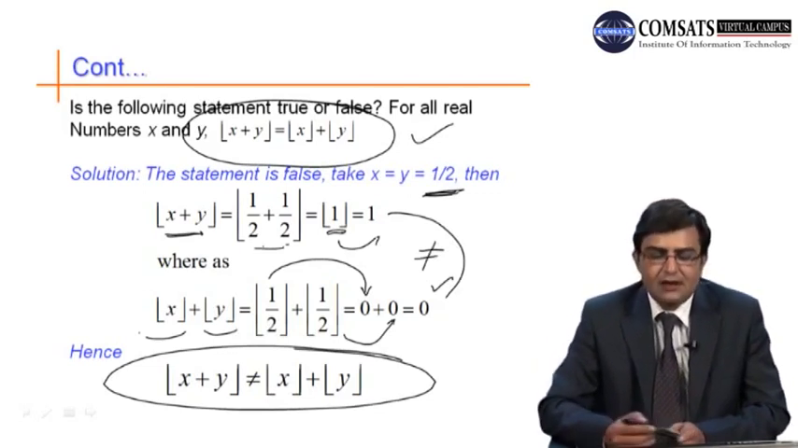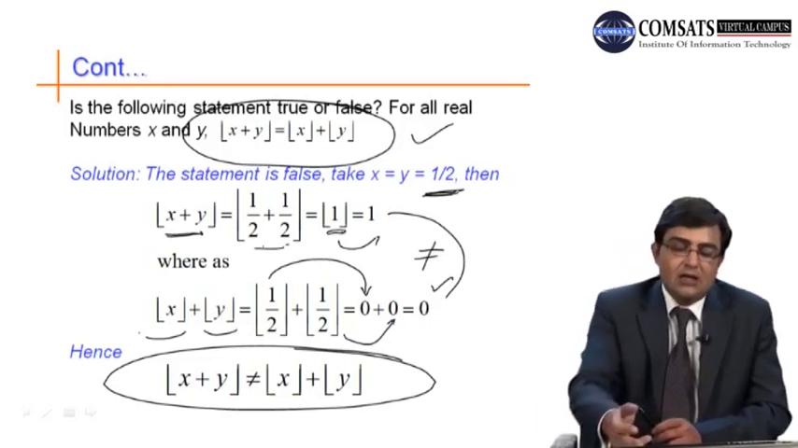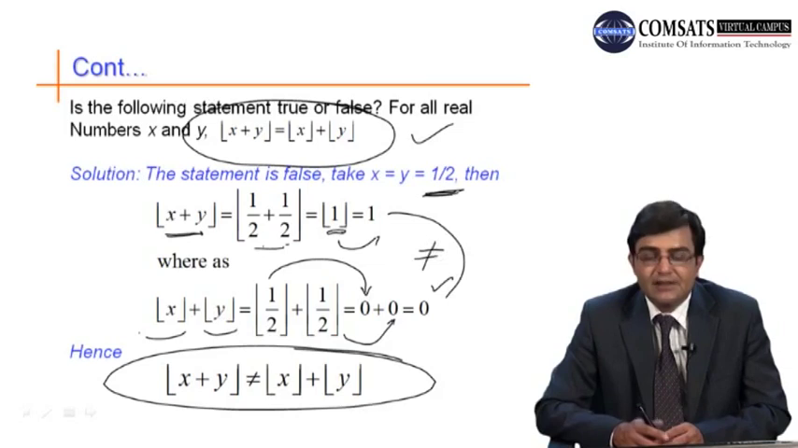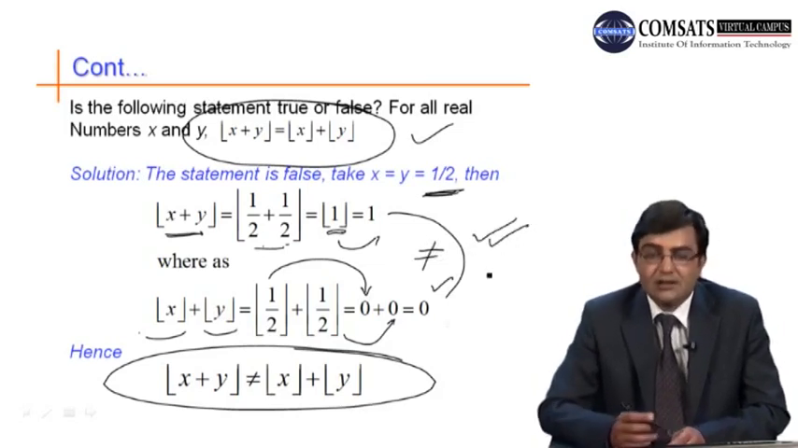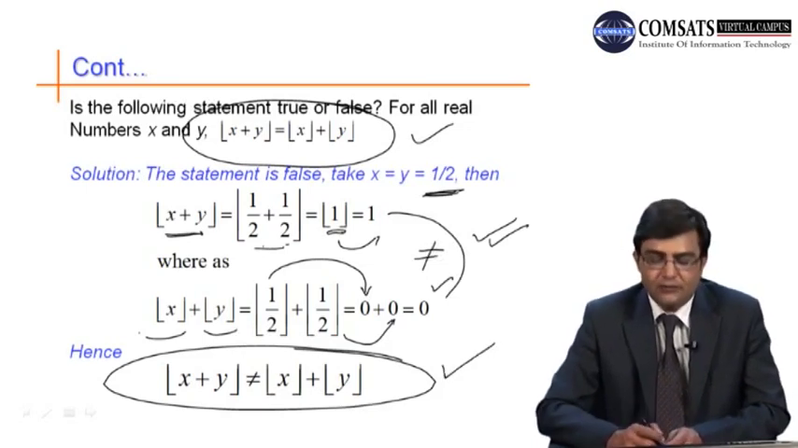Why? Because these are basically universal statements. For all x, y, we write this. Therefore, we have seen that by giving a counterexample, the given statement is not true for this example. Therefore, we can conclude that this general statement or universal statement is false.